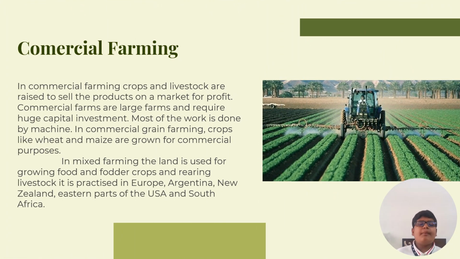Commercial farming. In commercial farming, crops and livestock are raised to sell products on a market for a profit. Commercial farms are large farms and require huge capital investment. Most of the work is done by machine. In commercial grain farming, crops like wheat and maize are grown for commercial purposes. In mixed farming, the land is used for growing food and fodder crops and rearing livestock. It is practiced in Europe, Argentina, New Zealand, eastern parts of USA and South Africa.